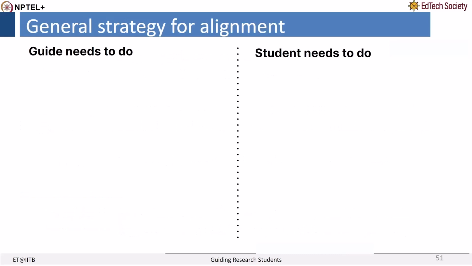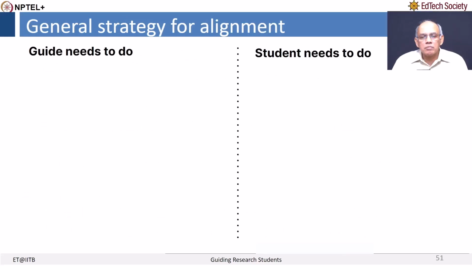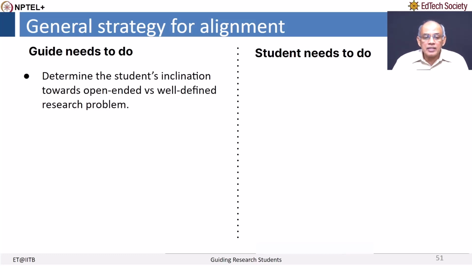Okay. So in general, before we get into an aligned or misaligned state, what are some general strategies that both the guide and the student can use? Okay. So it is desirable that the guide determine the student's inclination towards an open-ended or a well-defined research problem at the outset. So instead of focusing only on one's own needs, what type of student one needs, what skills the student should have, taking into account the student's inclination is a useful thing to do.